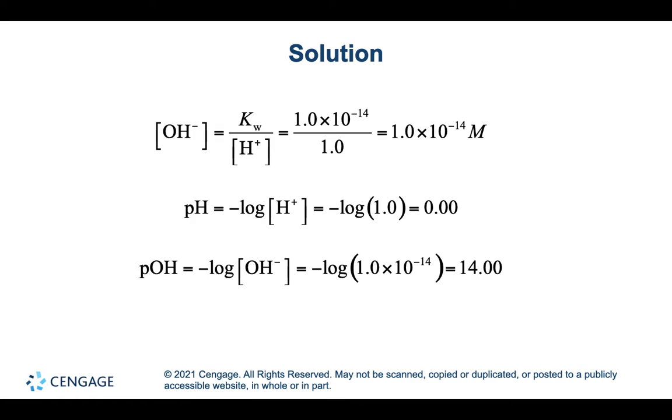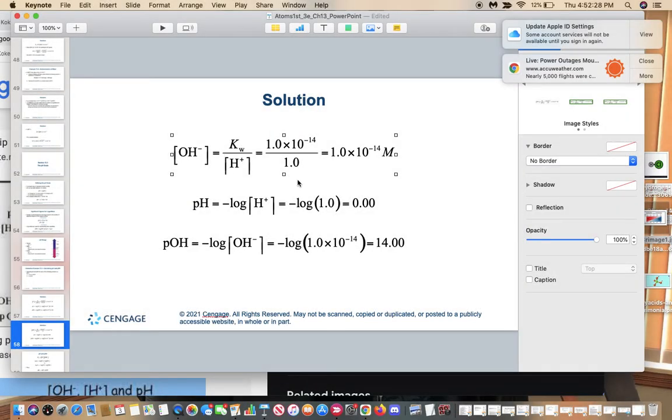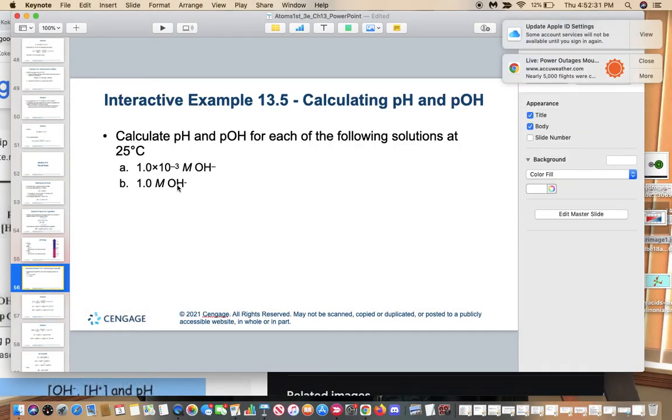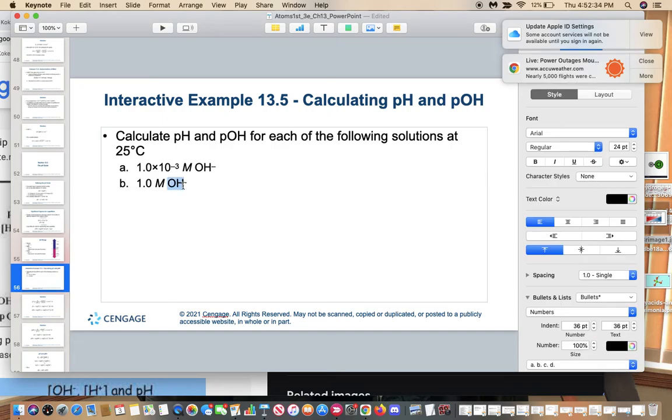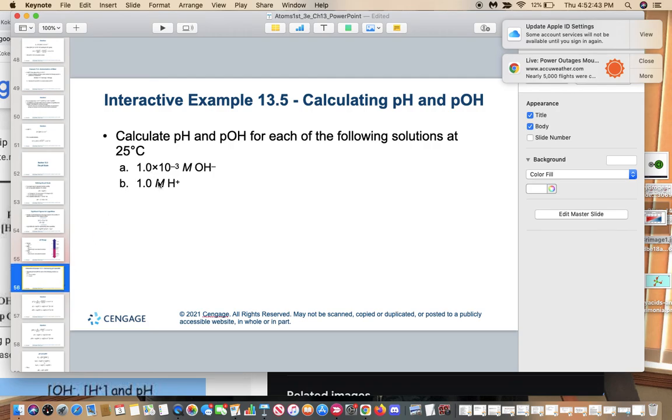So Kw, 1 times 10 minus 14, OH minus 1 mole per liter, so the H plus is going to be 1 times 10 minus 14. So your pH, back up the bus. Looks like I spoke too soon. Looks like they did mean this to read. Sorry about the confusion here, but trying to redo this video is just going to take too long, so I'm going to go ahead and say that they meant letter B to be presented as 1 molar H plus.